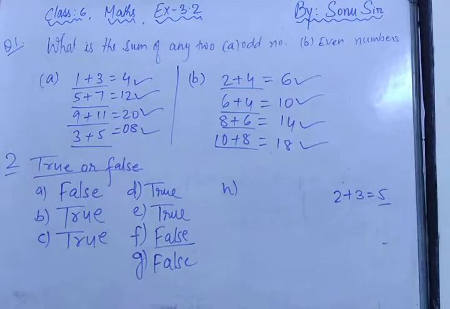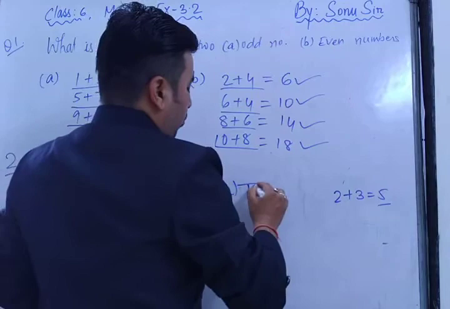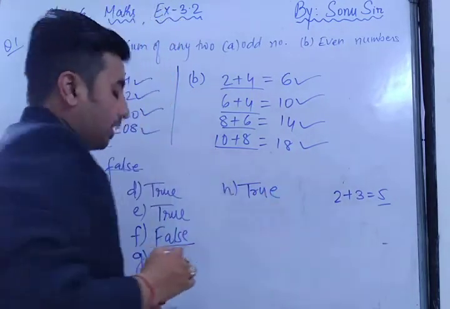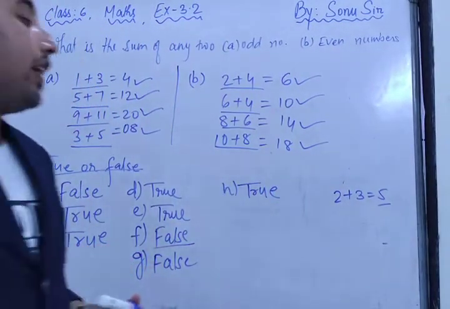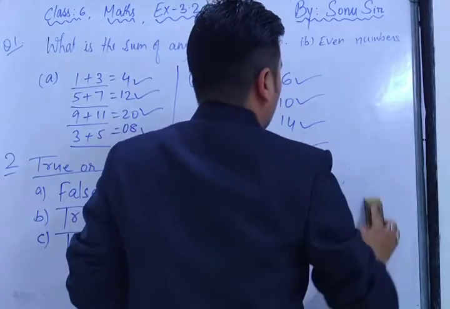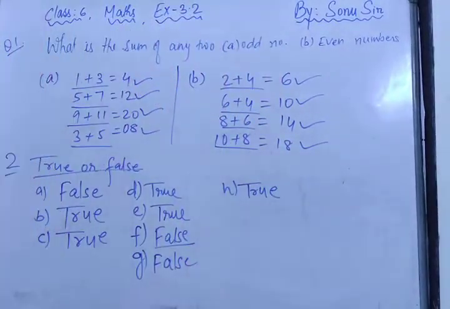Now we are moving towards question H. H says 2 is the only even prime number. 100% true. Except 2, no other even number is prime. You can see any even number is a composite number except 2. So 2 is the only even prime number.